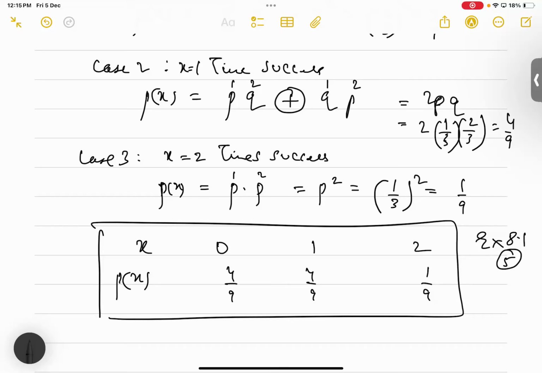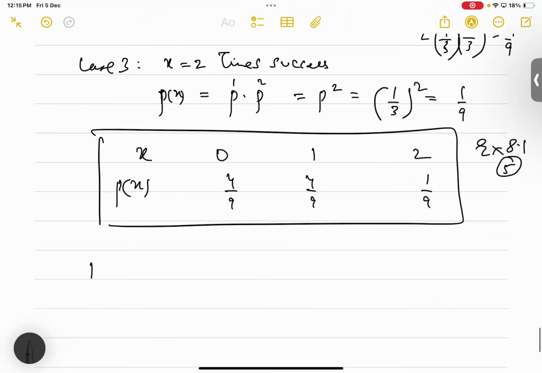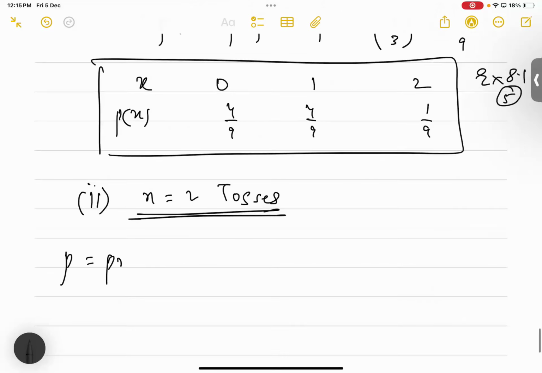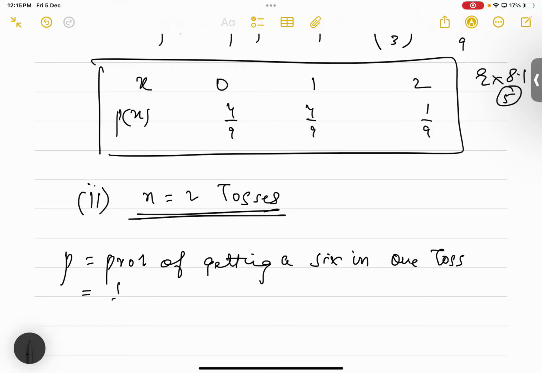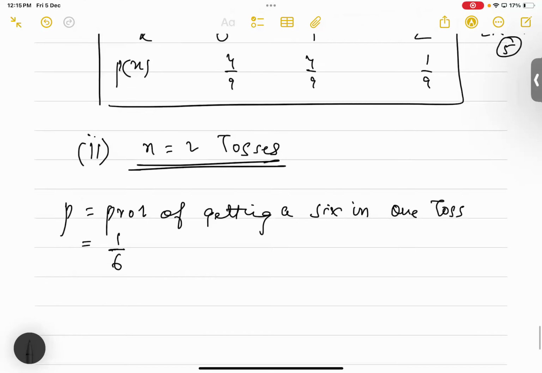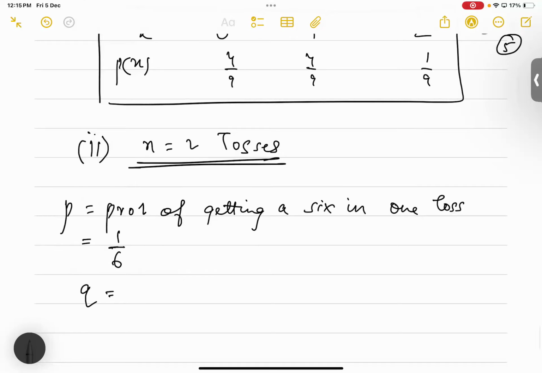Okay. Second part of the problem. 6 appears in at least one toss. Second part. Now n is equal to two tosses. That is common for the entire problem. P is what? Probability of getting a 6 in one toss. So P is 1 upon 6. Right? 6 means only one event out of 6 total events. Right? What is Q? Not getting a 6.